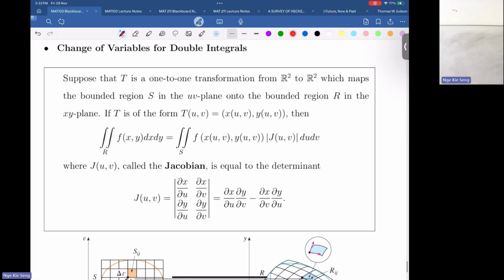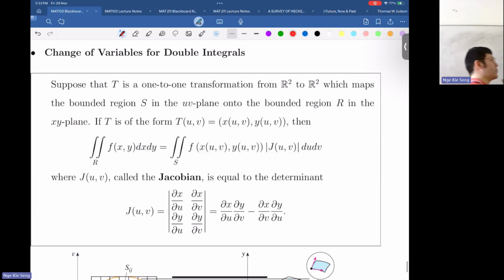Okay, so let's look at this. Let's do it for double integral first. Suppose T is a one-to-one transformation from R2 to R2. So what's the one-to-one transformation here? You should think of it as... should it be linear? I think it's non-linear. Yes, it's non-linear as long as it's one-to-one.